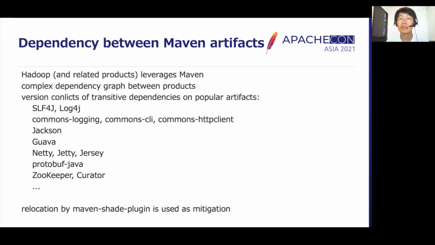Hadoop and related products use Maven as build system. The dependency graph between Hadoop products tends to be complex. Arbitrary combinations of versions of products usually do not work due to version conflicts of popular utilities. There is ongoing effort for mitigating this by shading. It is not complete yet. Bigtop still needs to adjust versions of dependencies on packaging.